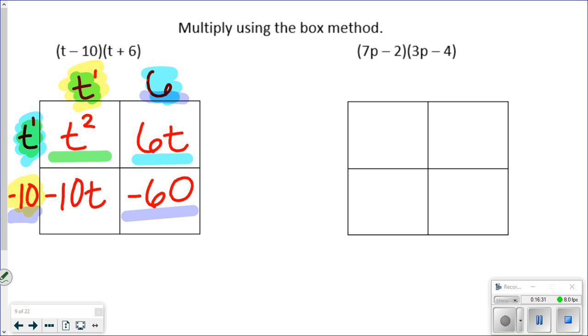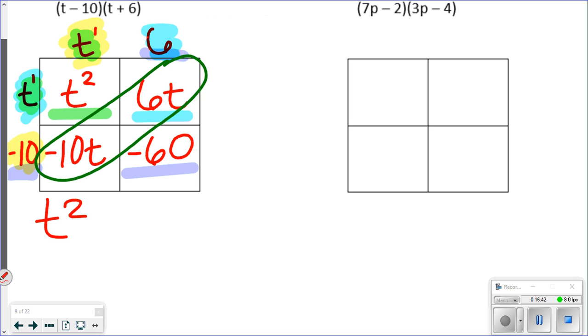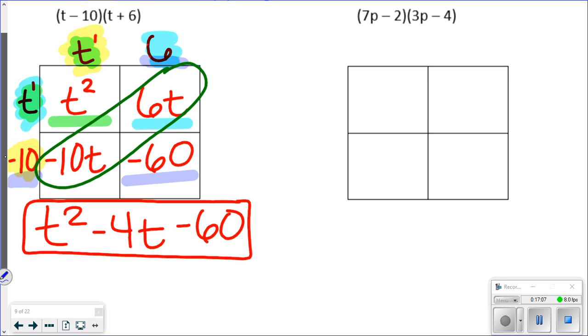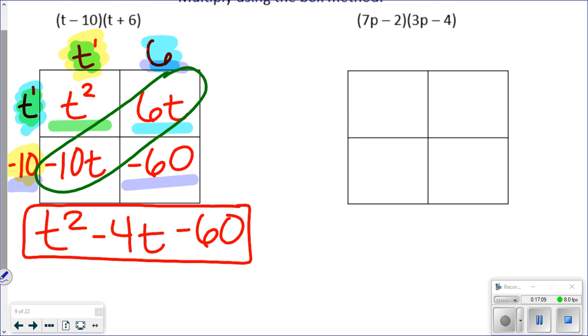And then if I'm looking, these right here are my like terms. So when I add all of these up, there's nothing I can combine t squared with. But then negative 10t plus 6t is negative 4t. And then minus 60 comes at the end. And we're left with a trinomial, t squared minus 4t minus 60. So why don't you try the next question? Pause the video, take the time to set it up, and come up with your answer.